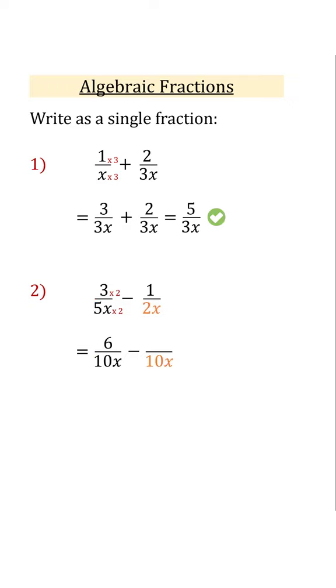For our second fraction, we have multiplied the bottom by 5 in order to get 10x. Hence we must do the same to the top. 1 multiplied by 5 is 5. Now that we have a common denominator of 10x, we subtract the numerators only. 6 minus 5 is 1. Hence our final answer is 1 over 10x.